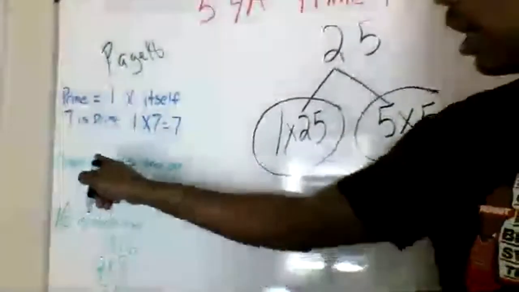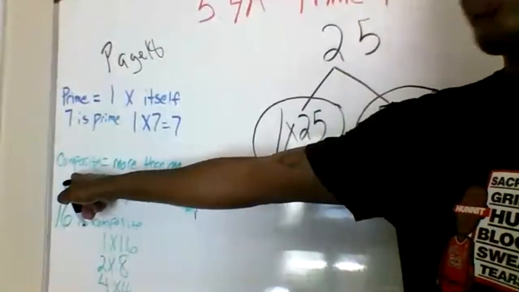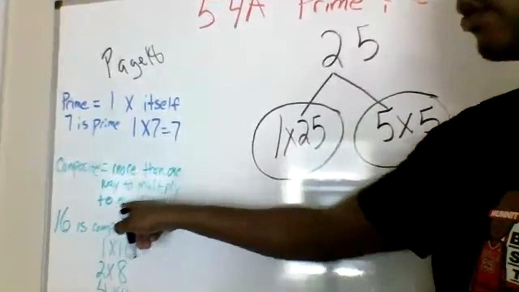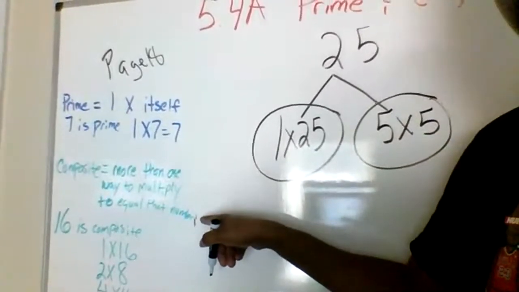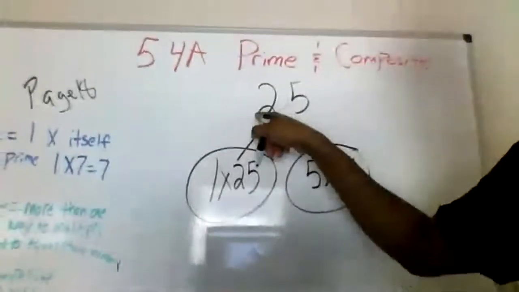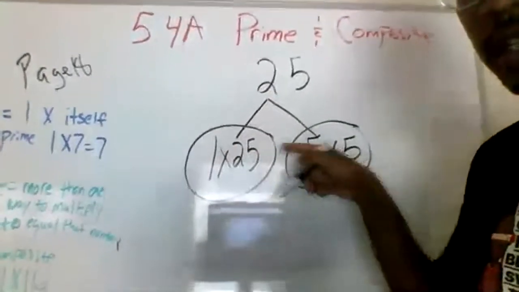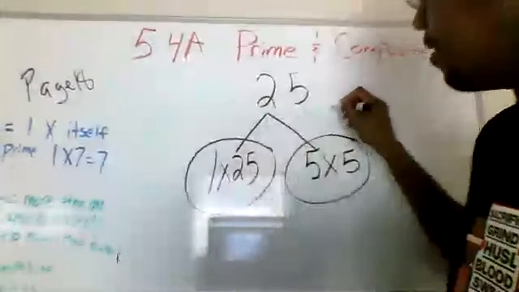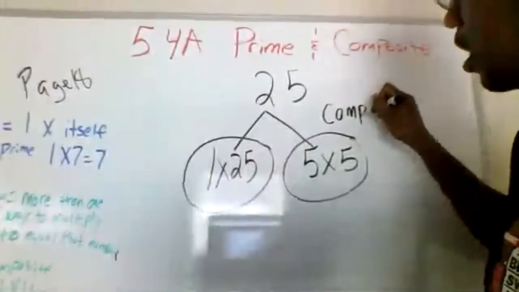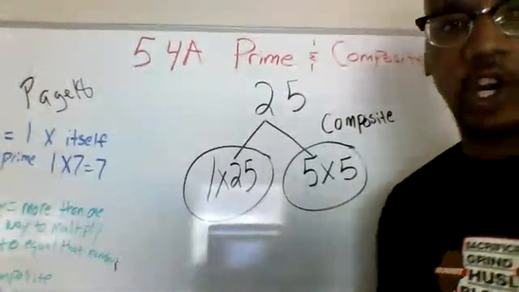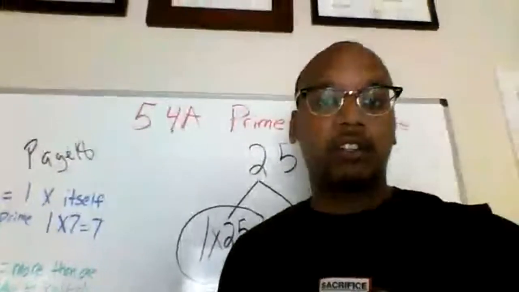So 25 is composite because I have more than one way to multiply to equal that number. All right? Because I can find 25 2 different ways, 25 is composite. All right? Any questions about this?